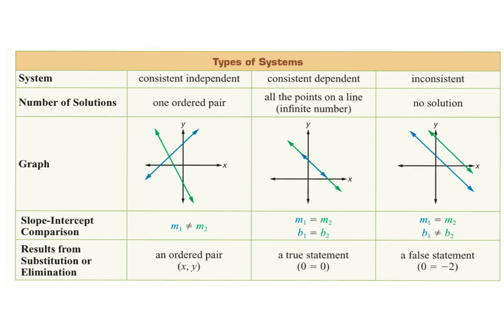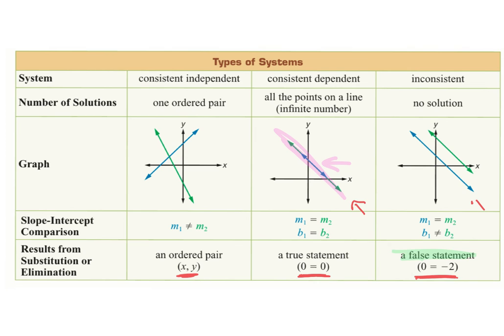You can get all three types of answers no matter what method you use. You can get one answer where you get an XY that works for both of them. You can get a parallel line where you get some number equals another number and it's not true. You get a false statement here. All right, a false statement. Or you can get the same line. Remember, we graphed some of them in the same exact line. That means the entire line is your answer. When you do it solving, you'll get a true statement. 0 equals 0. That's always true.